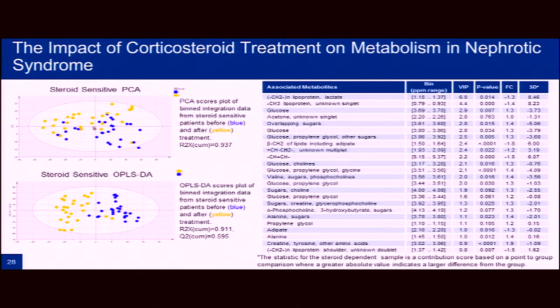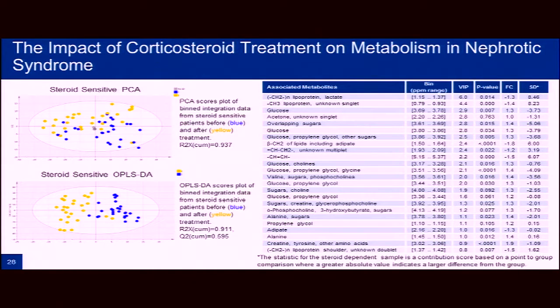So what I'm showing on the top is a PCA, much like Susan showed you before. And that is an unsupervised analysis. And the one on the bottom is an OPLSDA, and that is a supervised analysis. So we've told the statistical program which samples come from which groups. So it gives us a little bit more power, and that's how we actually calculate our statistics. So you can see we've actually got really good separation between the patients before and after treatment.